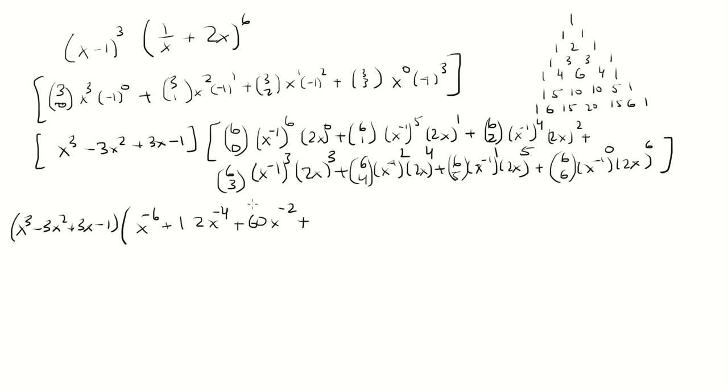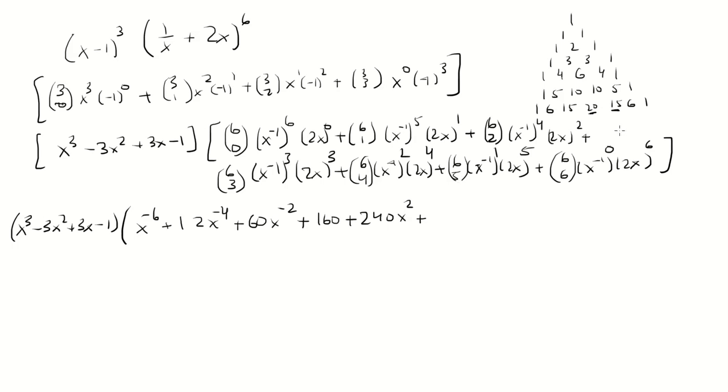6 choose 3, so that's going to be 15. Sorry, that's 20. But we have 20 times 2 cubed, so that's going to be 160. X to the negative 3 times x cubed is just 1. 6 choose 4 is 15 times 2 to the fourth. Well, 2 to the fourth is 16. 16 times 15 is 240. You have x to the negative second, x to the fourth is x squared.